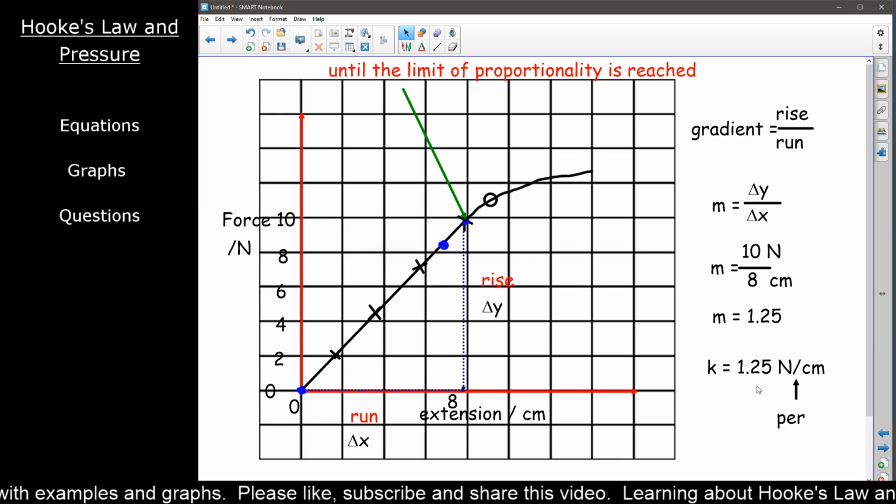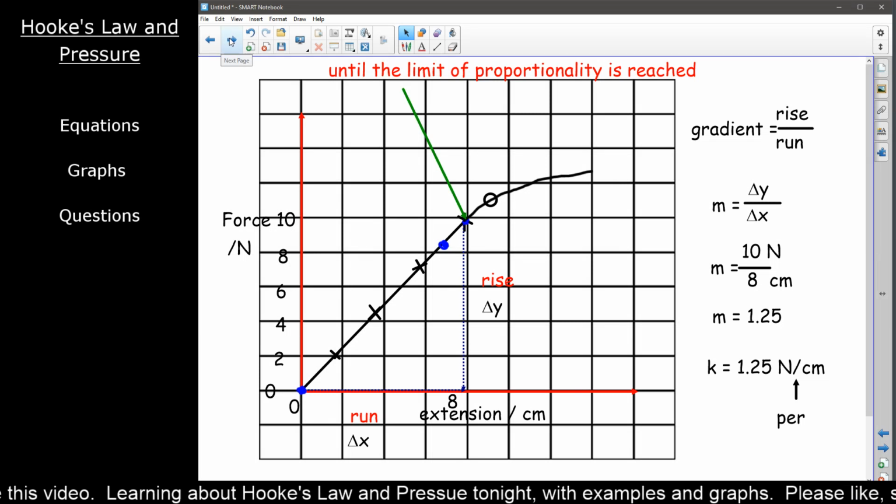If you're ever asked to calculate a value for the spring constant, you need to draw a graph of force against extension, plot the graph, and find the gradient. The y-intercept is always going to be 0, so don't worry too much about that. Happy? So we're halfway, so we want to switch now to the idea of pressure.